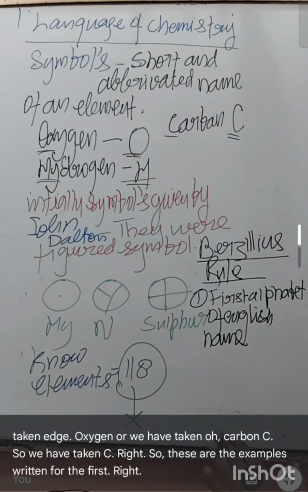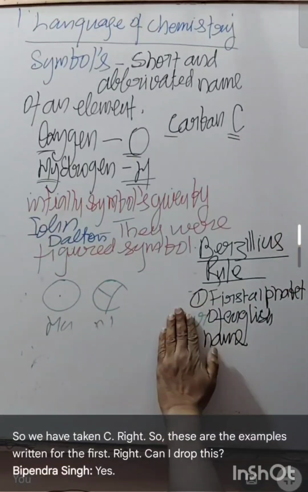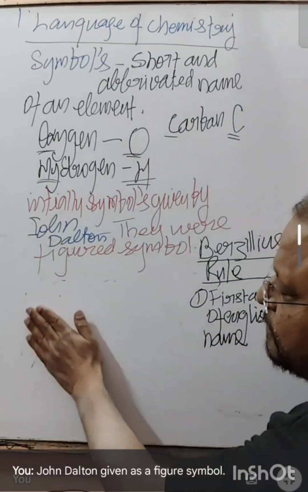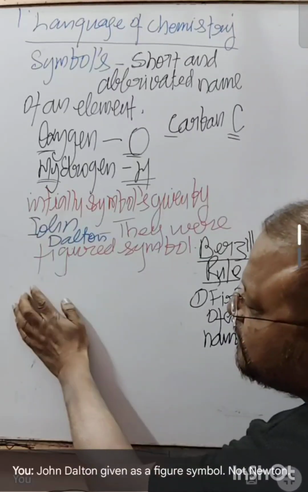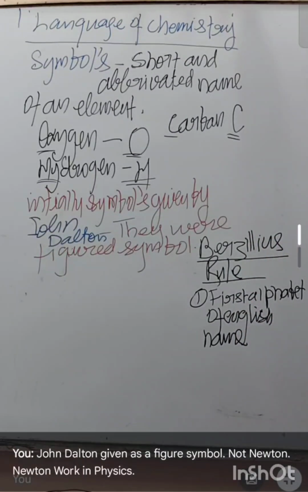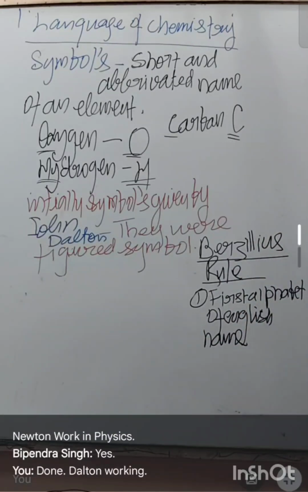Can I rub this? Yes, sir. John Dalton gave us figured symbols, not Newton. Newton worked in physics. John Dalton worked in chemistry.